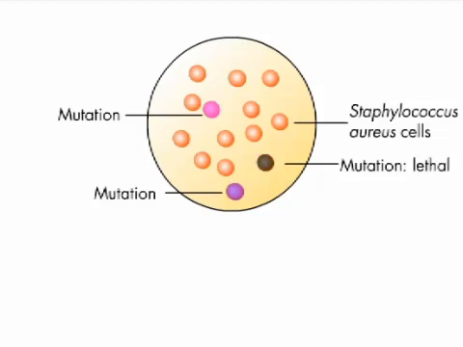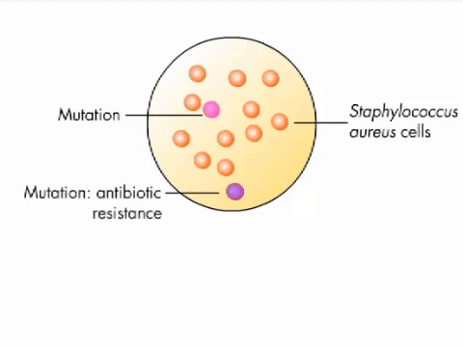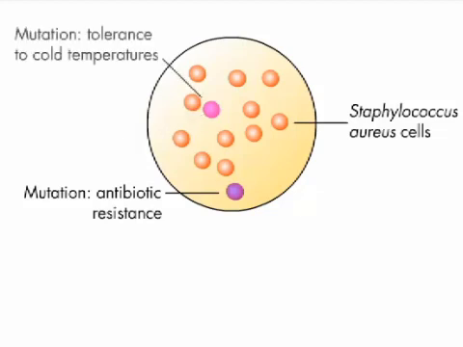Most mutations are lethal, that is, they interfere with the normal functioning of the organism and lead to its death. Many mutations are not lethal but provide no selective advantage to the organism in a normal environment. For example, one mutation in this population of Staphylococcus aureus produces proteins that increase the cell's resistance to a particular antibiotic. Another mutation in this population produces proteins that increase the cell's tolerance to cold temperatures.